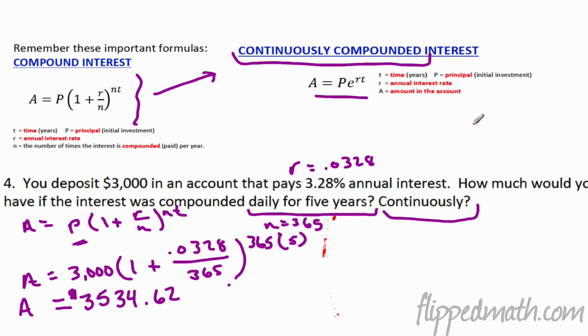Let's do the next one. The other form is actually a little bit easier. So we have A equals the principal times e to the rt. So in this case, what do we get here? 3,000.